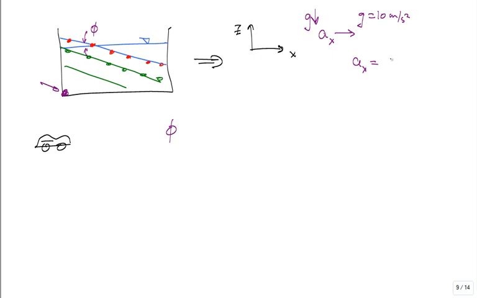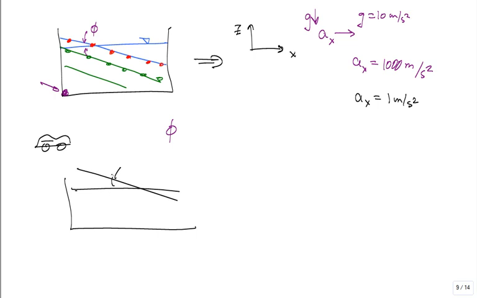If a sub x could be 1,000 meters per second squared, what do you think the water level in the cup would look like? It would almost be like here's the cup and here's the water. True? All right. So how about if a sub x is 1 meter per second squared? Well, it's still primarily g is 10 and a sub x is 1, so it's going to have some modest slope. True? What is that relationship?